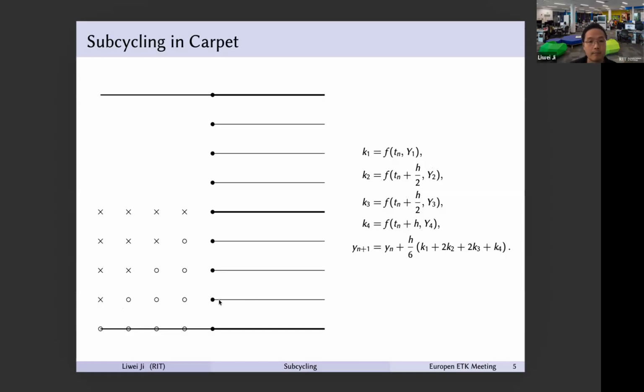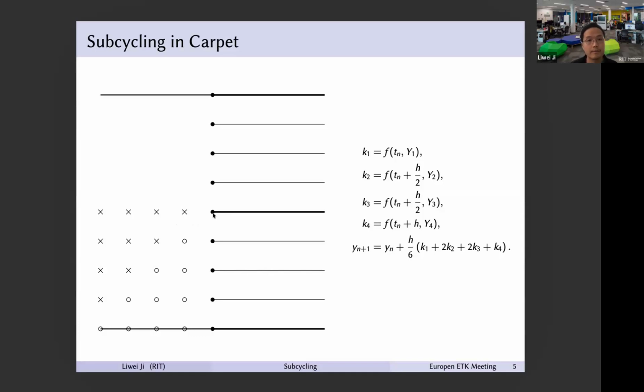Then if we keep evaluating this f function, more and more points become invalid because of the information you don't have from the left side. So in order to make Y4 valid at the boundary of the fine level, you need at least 4 times the size of the ghost points to have a valid Y4 for the finest level boundary.